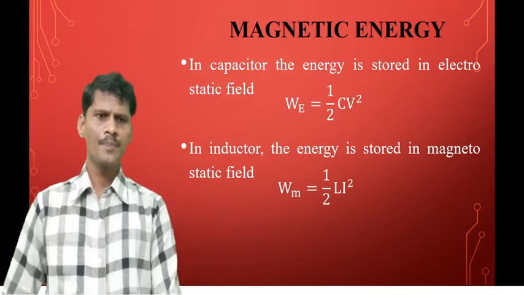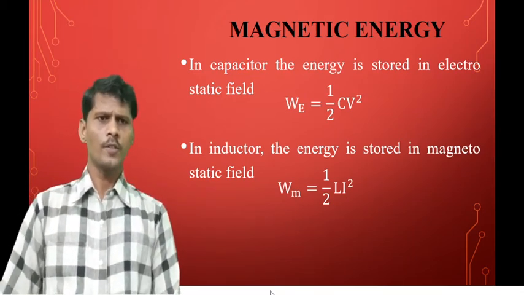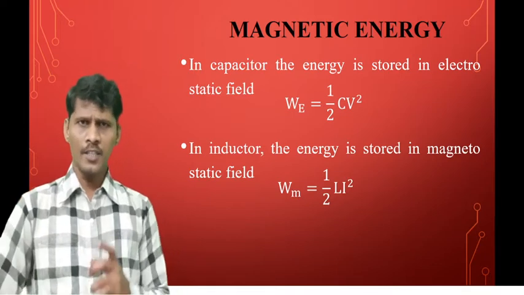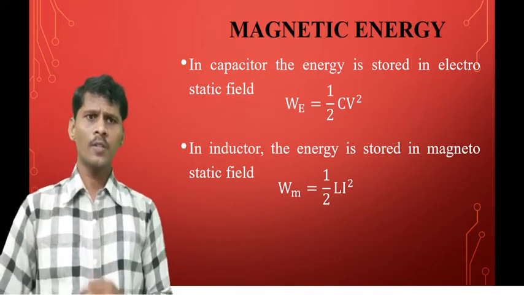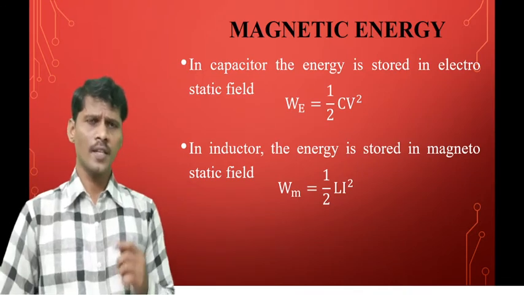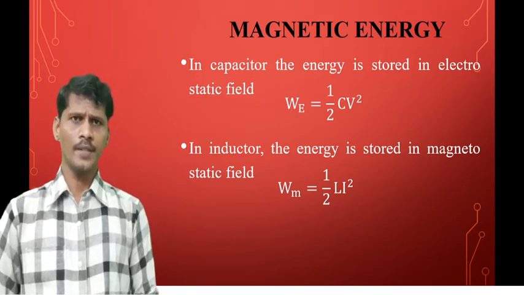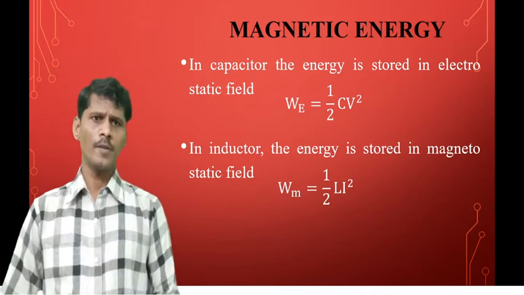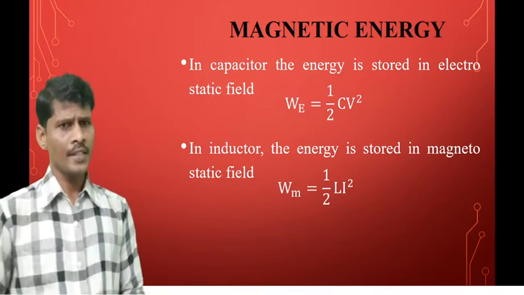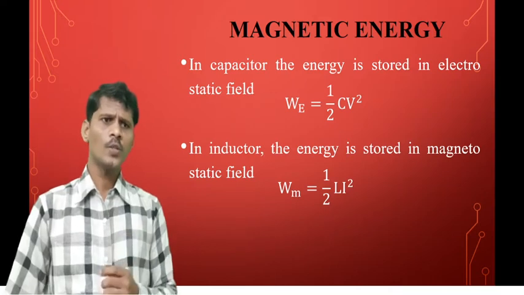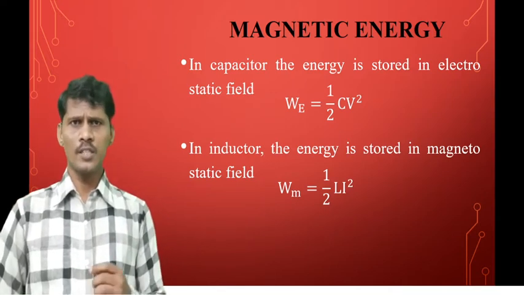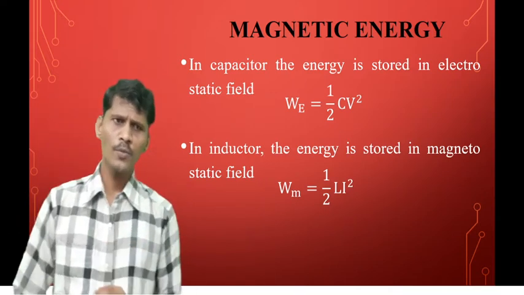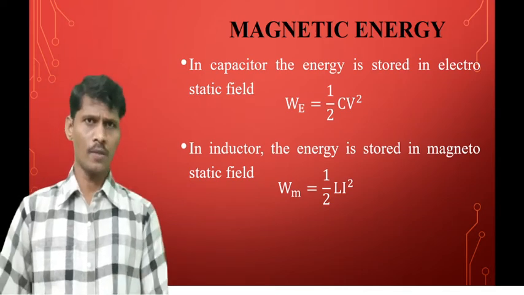Hi everyone. In this class we are going to discuss the magnetic energy concept. In electrostatics, in a capacitor, the energy stored in the electrostatic field is W_E equal to 1/2 CV squared. And in magnetostatics, in an inductor, the energy stored in the magnetostatic field is given by W_M equal to 1/2 L I squared.